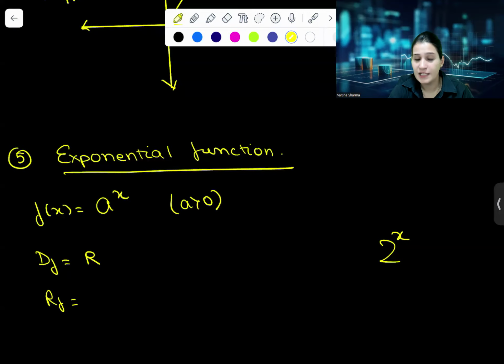Zero to infinity. Yes. I can never get a negative answer. 2 power x: can I ever get a negative answer? No, it's impossible. So I'll always get a positive value. Can I ever get an answer 0? Can I ever put instead of x something which gives me 2 power x equal to 0? How can 2 power something become 0? Not possible. So again, 0 even can't be my answer. Guys, clear? Yes, ma'am.